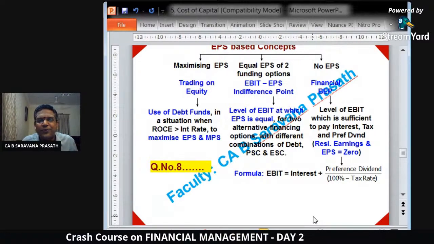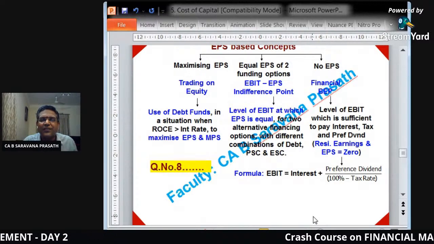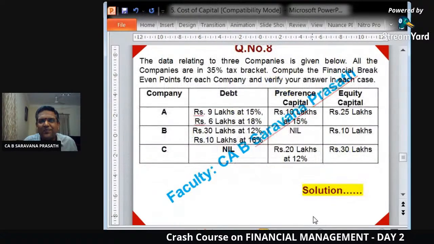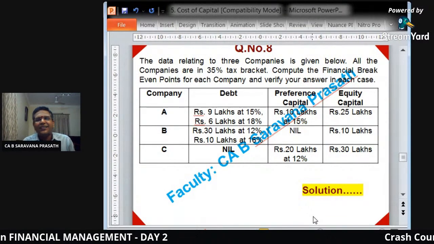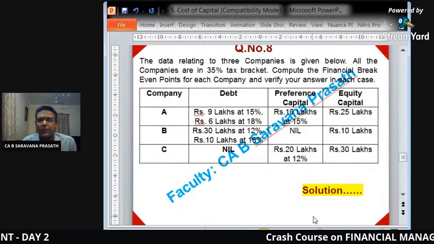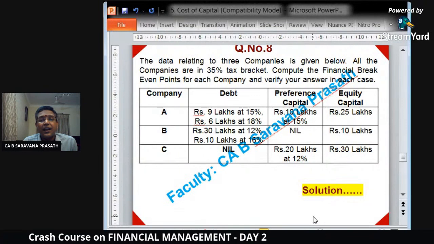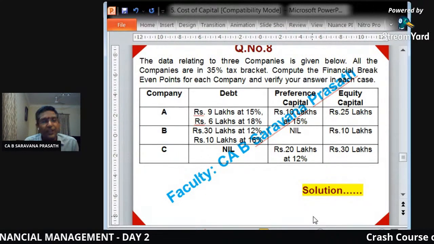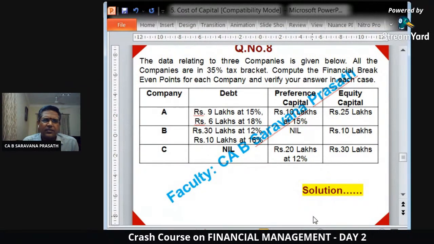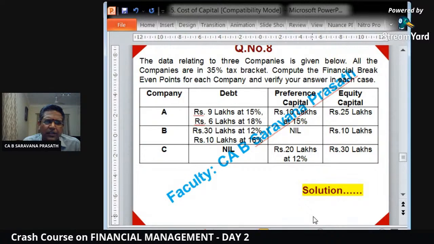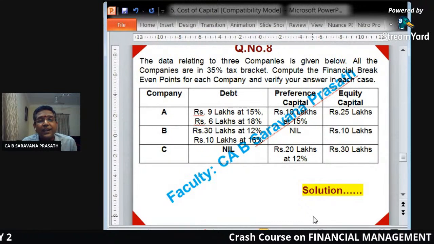We will now move into question number 8, involving the computation of financial break-even point. Have a look into the data available before you. The data relating to 3 companies is given below. All the companies are in 35% tax bracket. Compute the financial break-even point for each company and verify your answer in each case. Sir, compute the financial break-even point for each company. What do we do? Apply the formula. Okay.